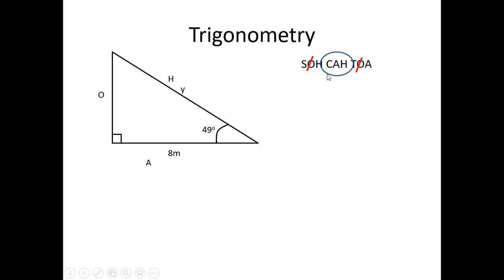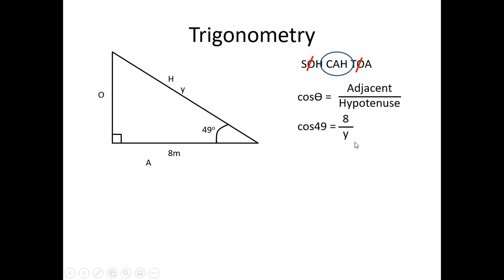So if I cross out the two trig ratios that have O in them, I'm left with using CAH. So this is the cosine ratio. And again, we do the same as we did before. We use the order to write it out. So the cosine ratio is equal to the adjacent, that comes first, divided by the hypotenuse. We're going to substitute in what we know. So I know that cos 49, because that's my angle, is equal to the adjacent, which is 8, divided by the hypotenuse, which is y.